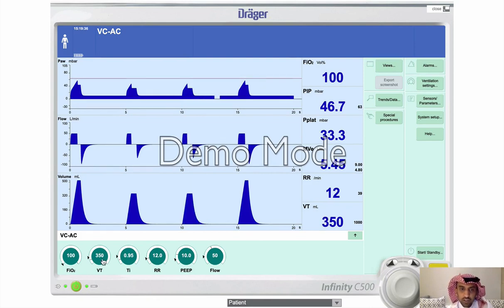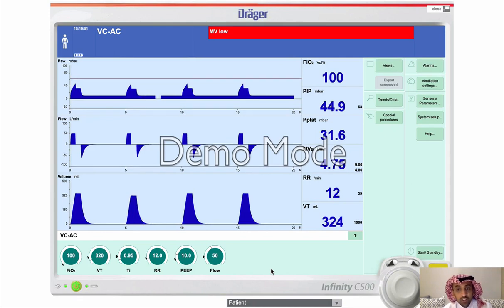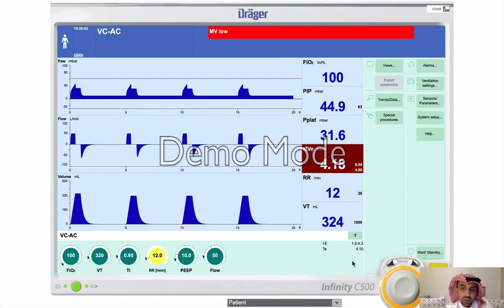Again, I can decrease it further according to achieve our target according to the protected body weight. Okay, so to the 320, and we'll see what will happen to the plateau pressure. The plateau pressure decreased to 31.6, but we have another problem that I told you we will expect, which is the minute ventilation dropping.